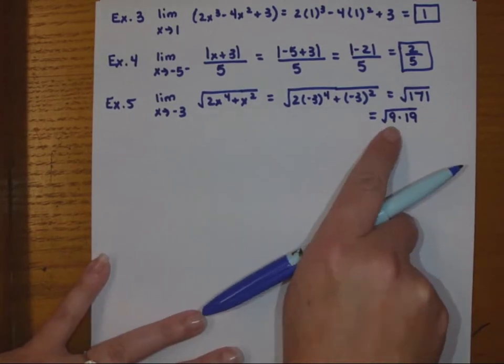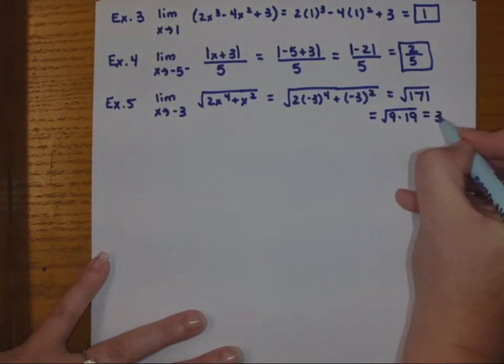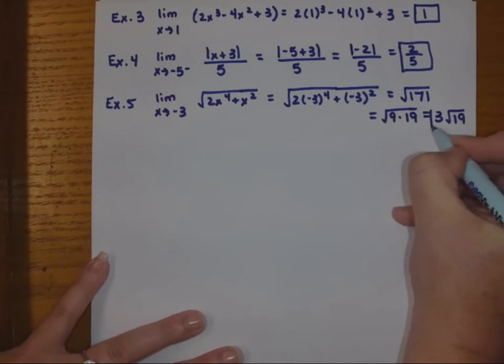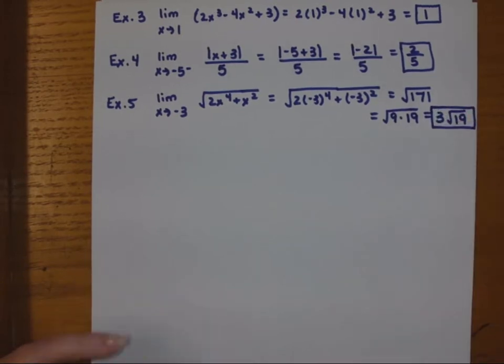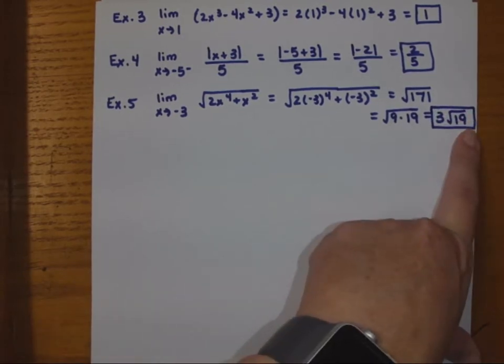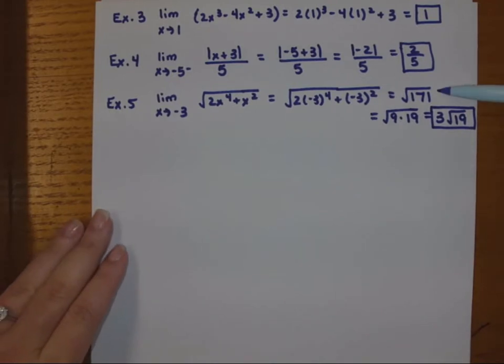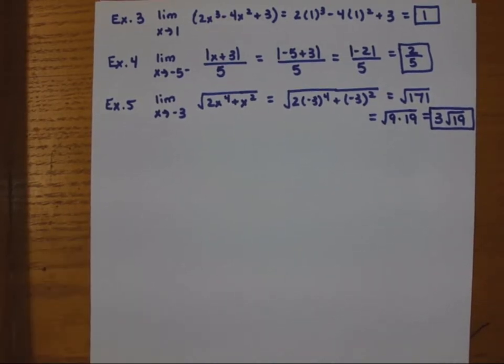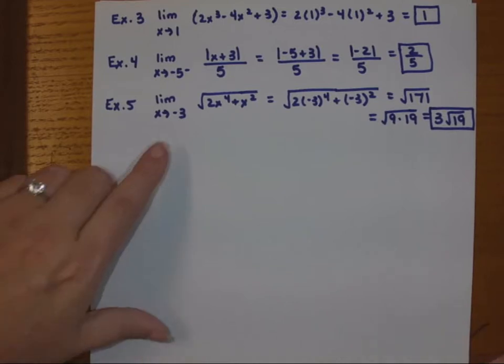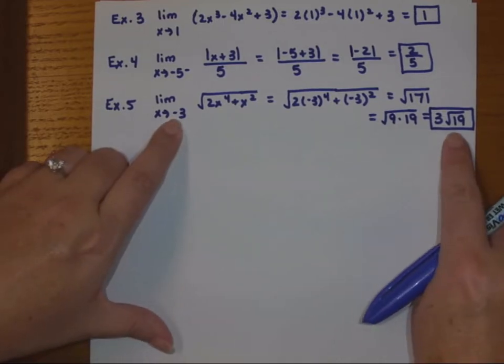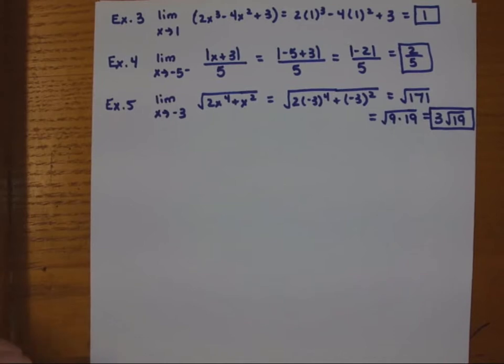And then we can take the square root of 9, which is 3. So the simplified answer is 3 square root of 19. This is what MyMathLab would want. If you try to enter in an answer like square root of 171, it'll say, hey, your answer's correct, you just need to work on simplifying it. So as x gets close to negative 3, y gets close to this quantity, 3 square root of 19.